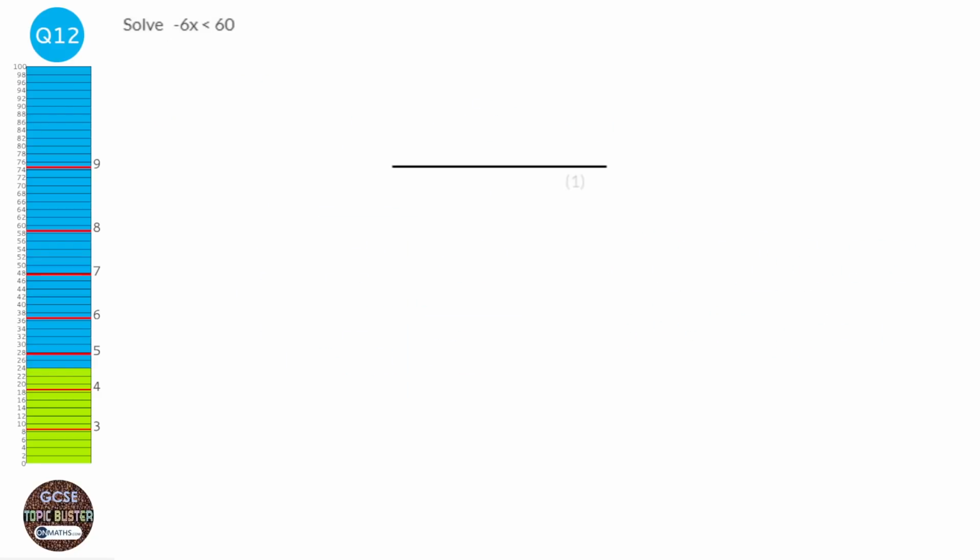Okay, so we're going to start by writing this out a little bit bigger, give us a bit more space. So it's minus 6x is less than 60. And we're going to do our tram lines down.